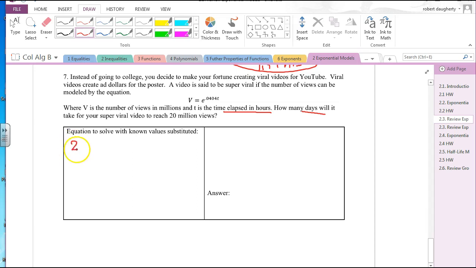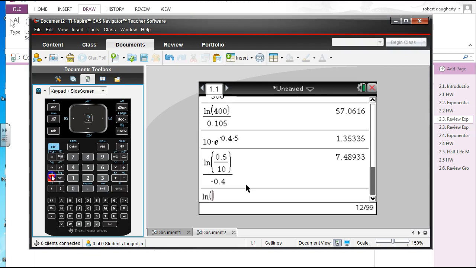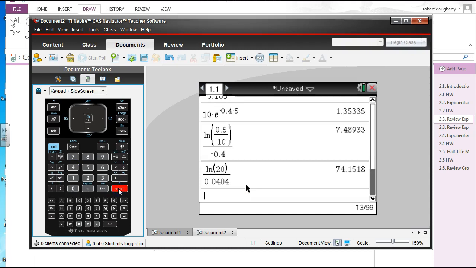So super viral means it reaches 20 million. So when does 20 equal e to the 0.0404t? Okay, so 20 is equal to e to the 0.0404t. To solve this, I'm going to take the natural log of both sides. When I do that, this right side condenses pretty nicely. So this means the natural log of 20 equals 0.0404t. I want to solve that for t. So t is equal to the natural log of 20 divided by 0.0404. And I will go to my calculator for that. So I will take the natural log of 20. That gets divided by 0.0404, and that gives me 74.15.